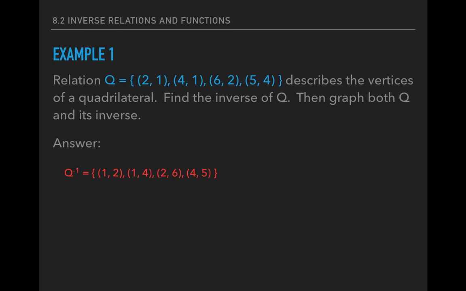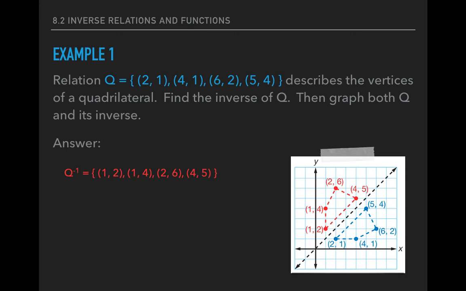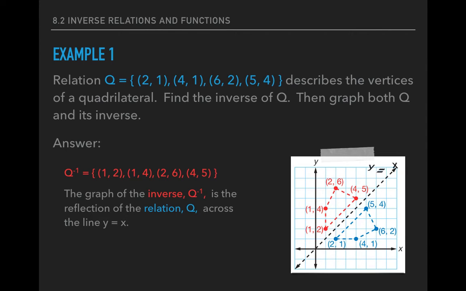And now we're going to plot these, and I tried to color coordinate it so you can see the relation versus the inverse. If you just plot those points, you see that there are 4 blue points for the original relation, and that does yield a four-sided figure. And then the red points represent its inverse. And notice that they are reflections of each other across a very unique line. It's the line y equals x.